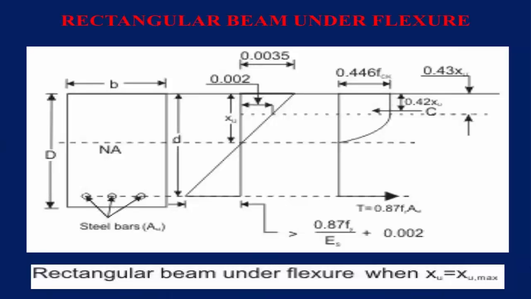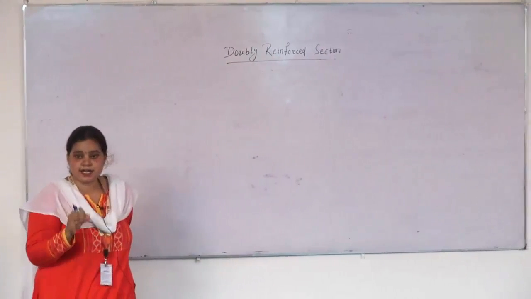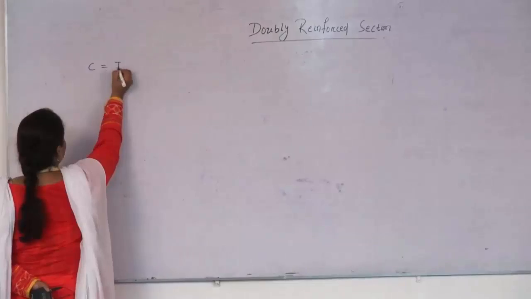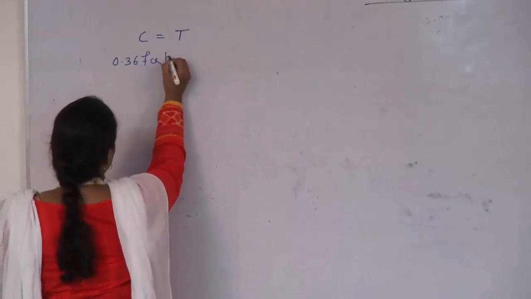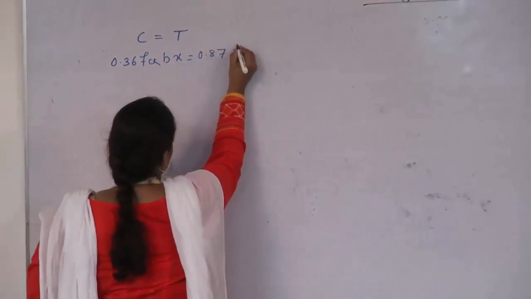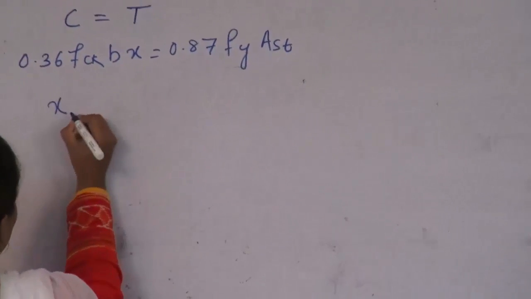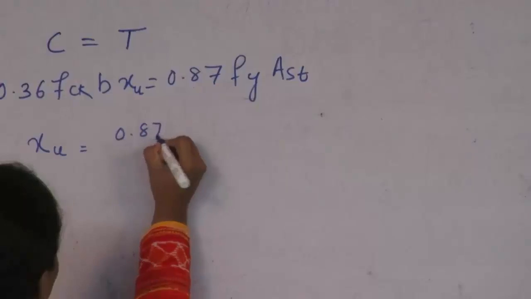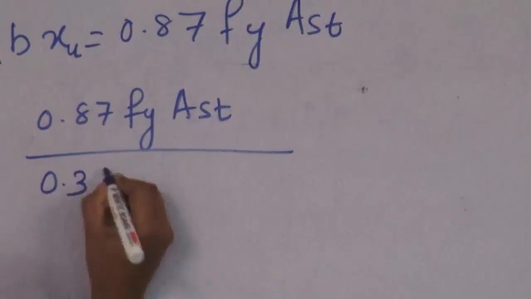Now we go further. This is for the singly reinforced section. Now we come to the doubly reinforced section. See, for the singly reinforced section, first consider the compressive force, C equal to T. So what is the compressive force? 0.36 FCK B XU equal to 0.87 Fy AST. Please write in your notebook.